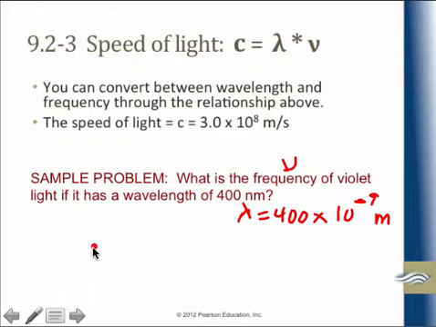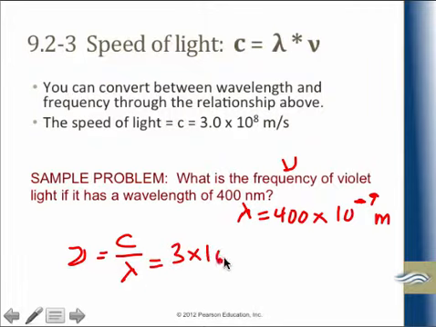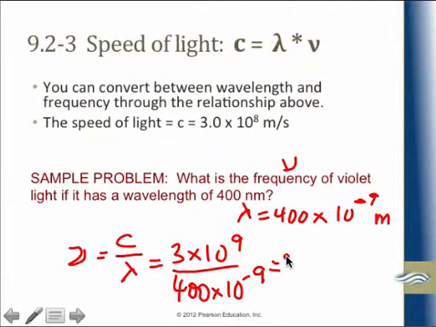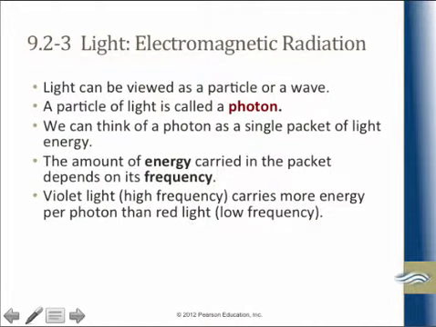So we're going to simply say the frequency is C over lambda, so it's 3 times 10 to the 8th divided by 400 times 10 to the minus 9th. This ends up being a really large number of 7.5 times 10 to the 14th. What are my units on a frequency? They're hertz.